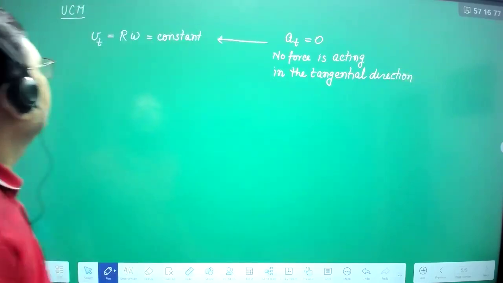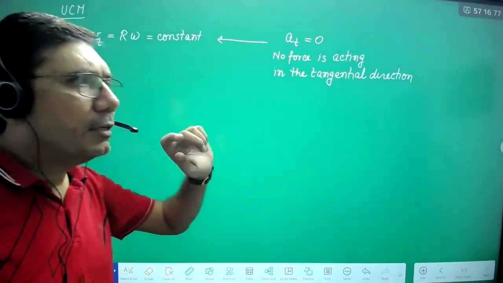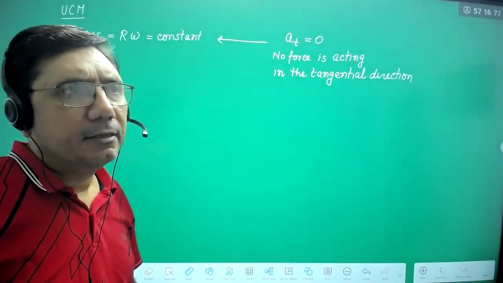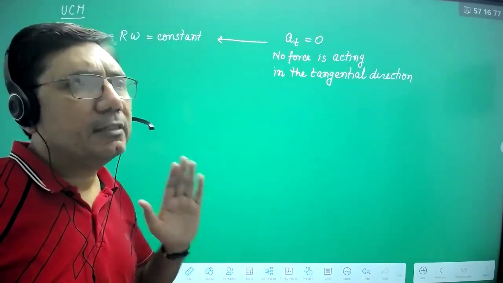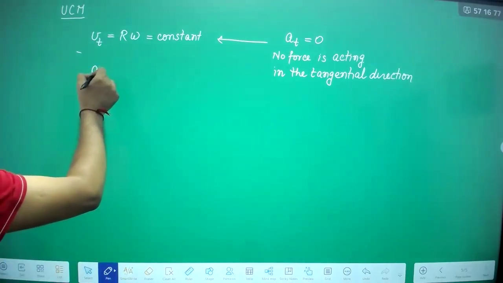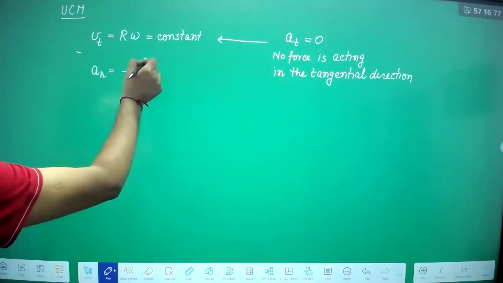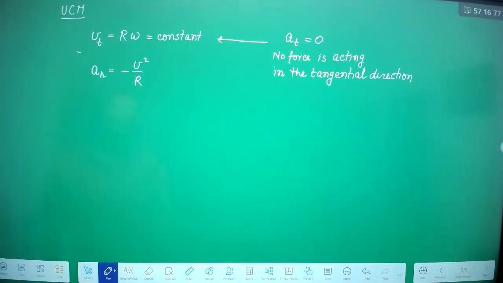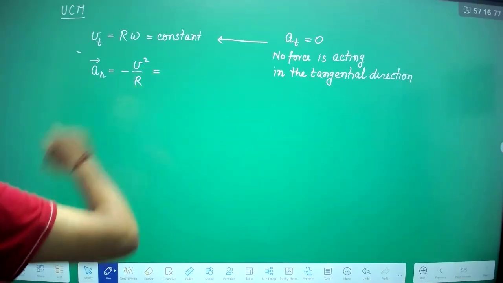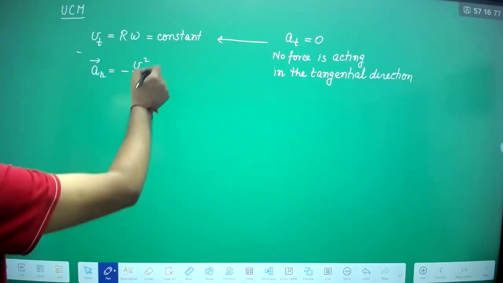This is the speed of the particle. Why is it constant? Because the tangential acceleration, or the force in the tangential direction, is 0. There is no force acting in the tangential direction. Only one acceleration is there, that is radial inward acceleration, minus V square upon R, in the R cap direction.